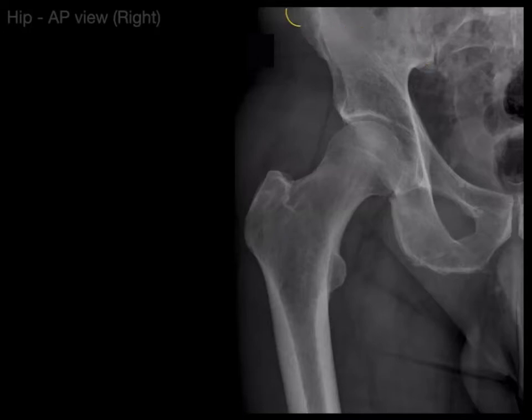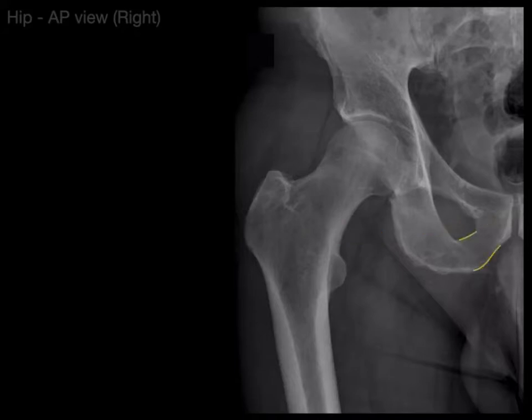This structure right here is the anterior superior iliac spine, or ASIS. Right below it is the AIIS, the anterior inferior iliac spine. Then this bone right here is the ischium. On the ischium, we can see that outlined area, which is the ischial tuberosity. Then we also have this bone right there, which is the pubis.